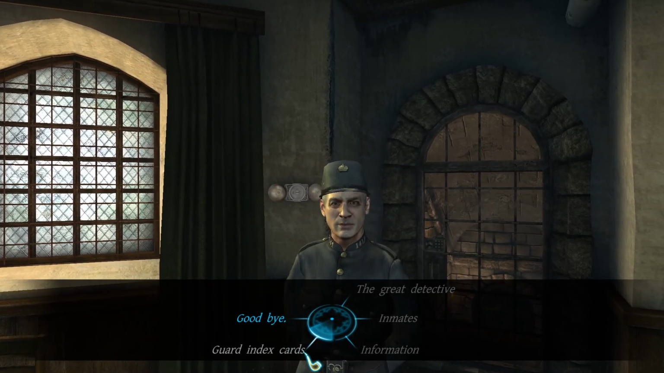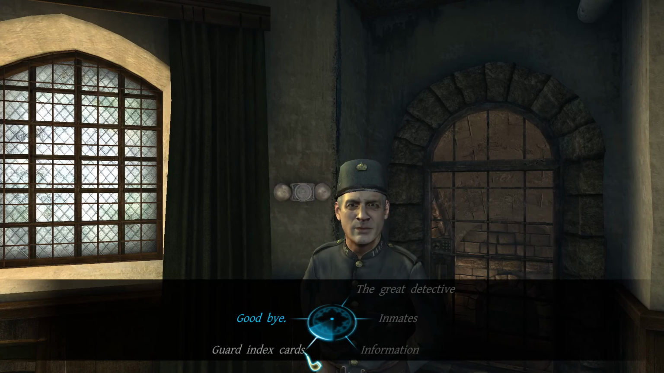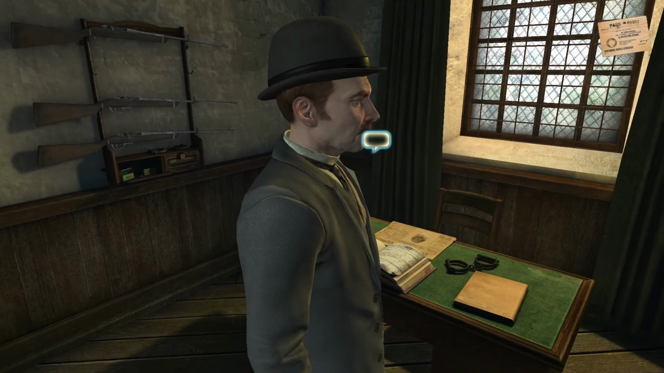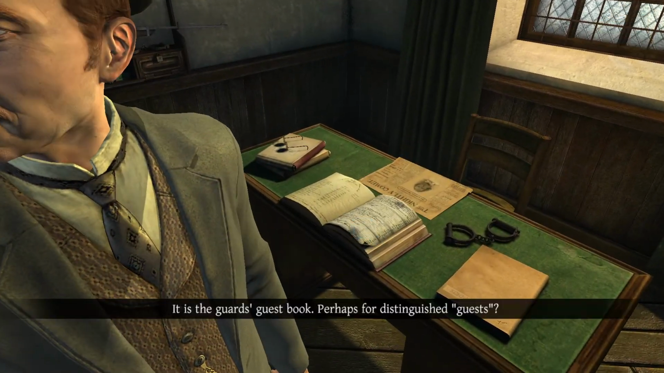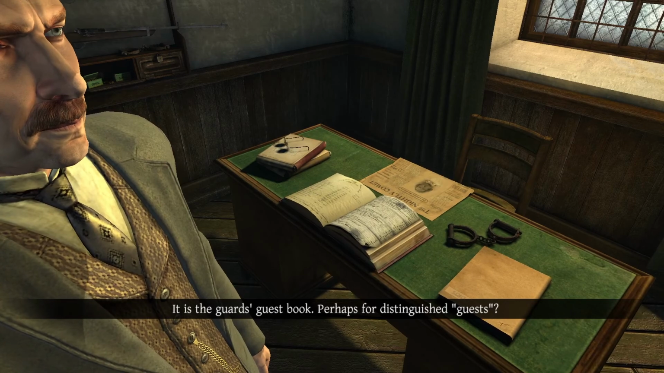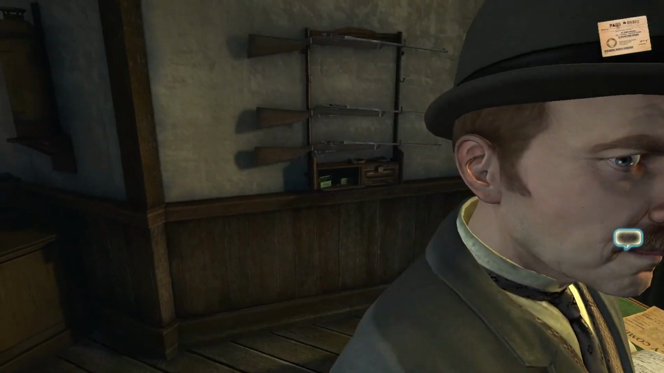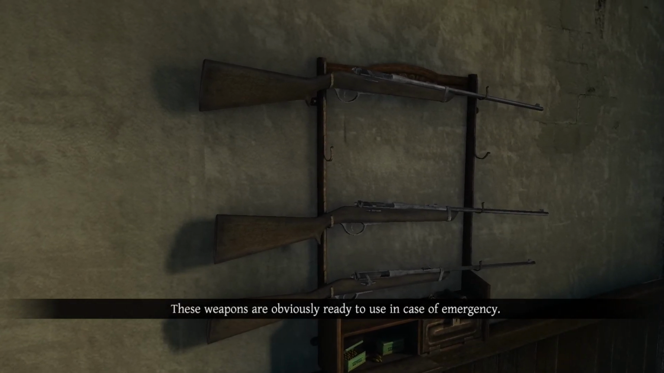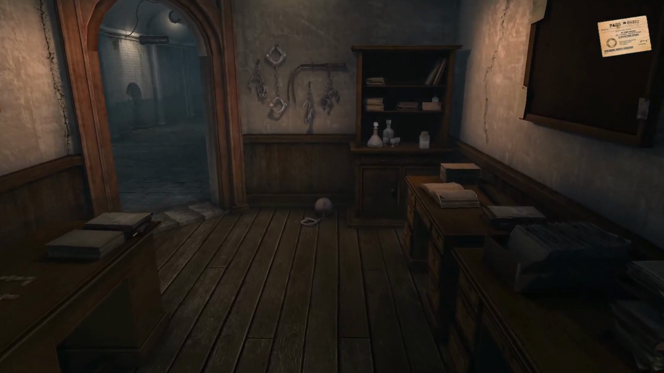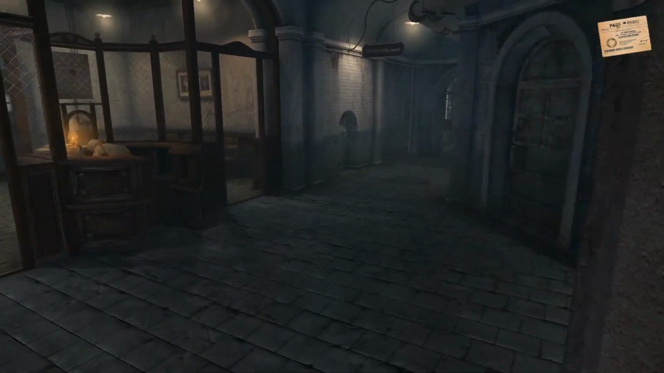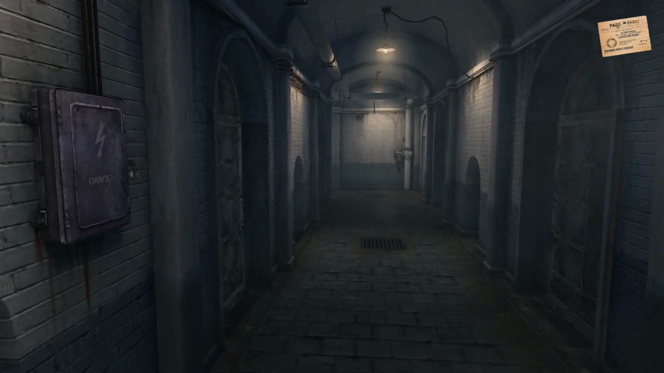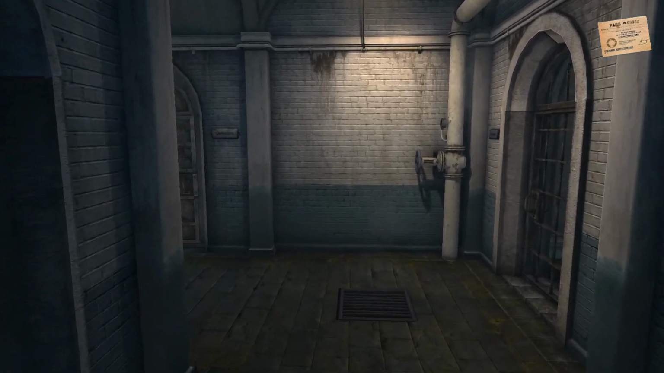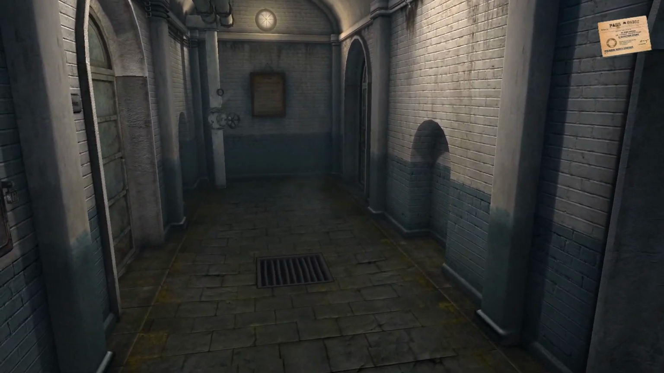So, do I need to get those index cards now? See you later, Mr. Holmes. I might go and check it, because we might need those. Oh, what is it? It is the guard's guest book, perhaps for distinguished guests. Perhaps. Rifles. These weapons are obviously ready to use in case of emergency. Obviously. Why else would they be here? Let's go and see if we can ask about the registers and codes and whatnot. And help the poor lady.